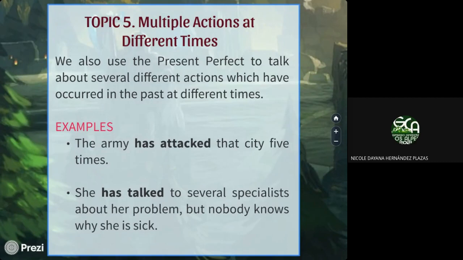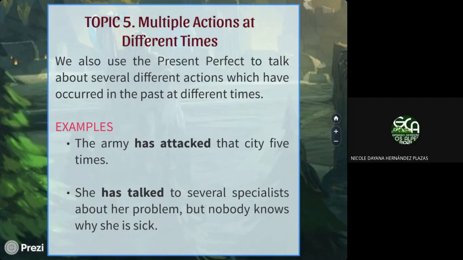So, let's read this one. Marco, can you please help me reading the first part of this slide? Topic 5, multiple actions at different times. We also use the present perfect to talk about several different actions which have occurred in the past at different times. Thank you, baby. Let's imagine this.